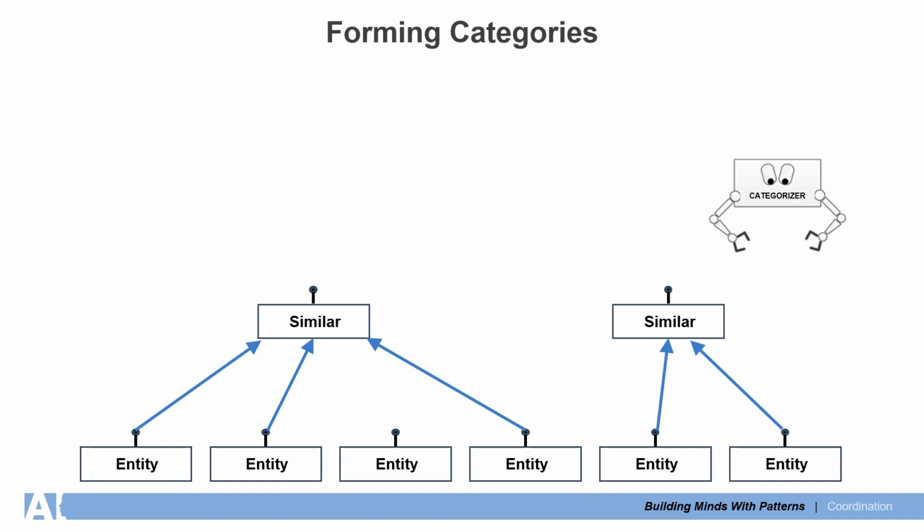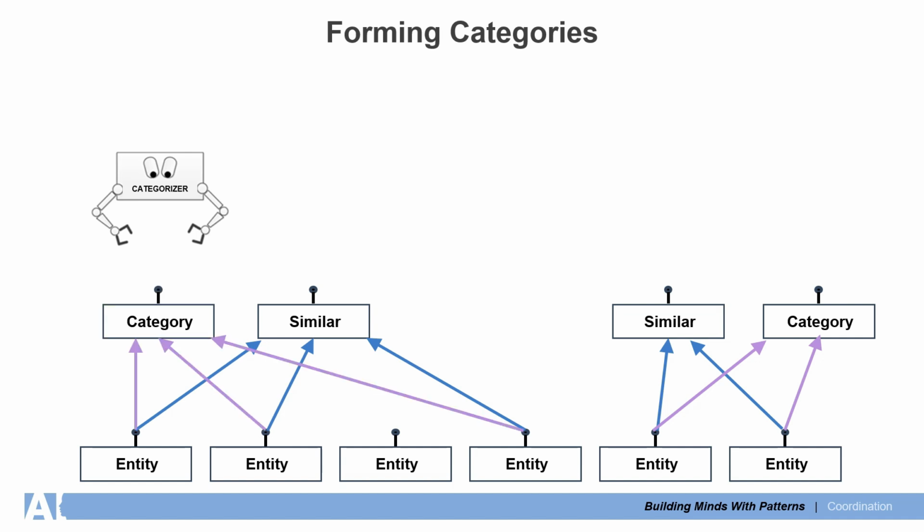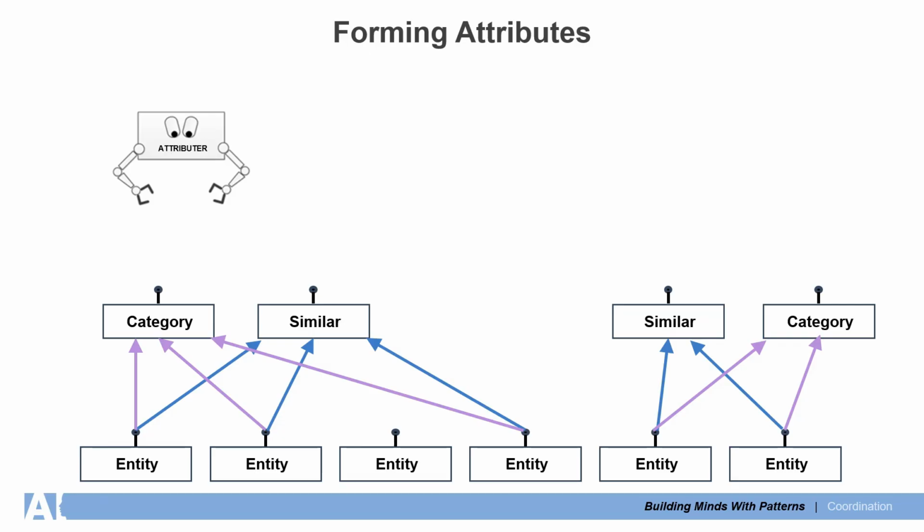Forming categories. A categorizer mechanism creates categories. Forming attributes. An attributor mechanism creates attributes.